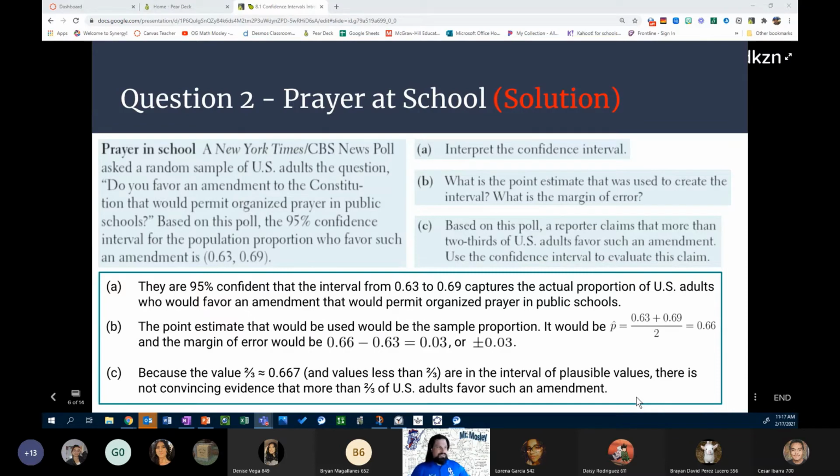So even though that value is in our interval, because the interval also contains plausible values equal to and less than that, it doesn't give us convincing evidence that their claim is true. If the lower bound was right about that number and the rest of the plausible values were greater than it, that would give us better, more convincing evidence.